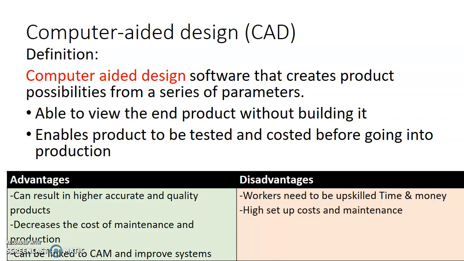Now this is a software. Computer aided design is a software that creates product possibilities from a series of parameters. Basically, it generates three-dimensional diagrams from a set of given input data. When you look at this software, you need to give it your input, and it is going to bring out different types of product. You can actually see the three-dimensional picture, front, back, every side of that product, and see how your product is going to look once it is produced.